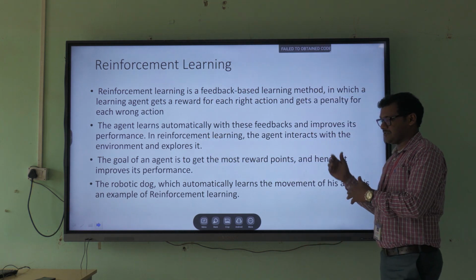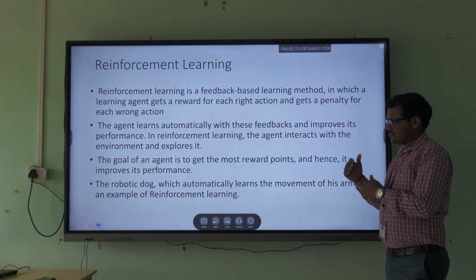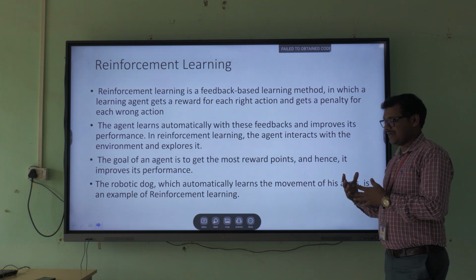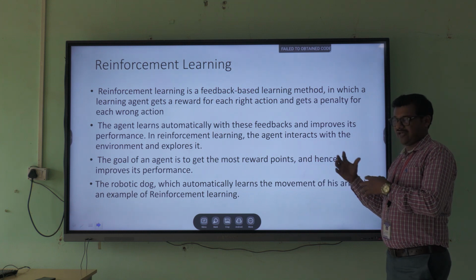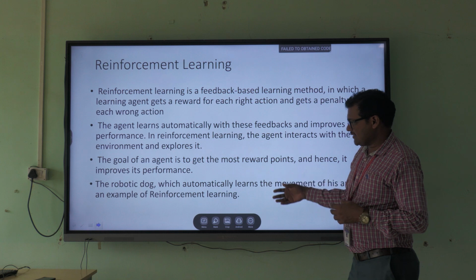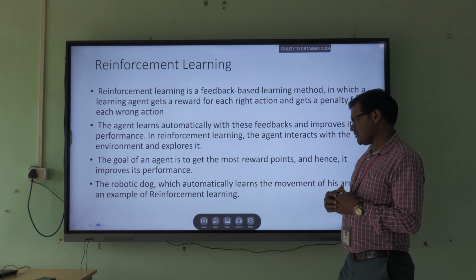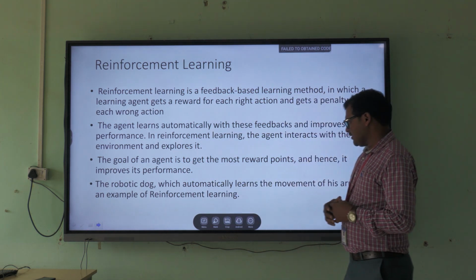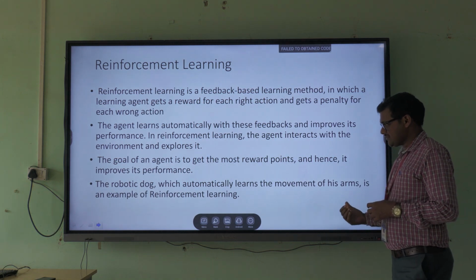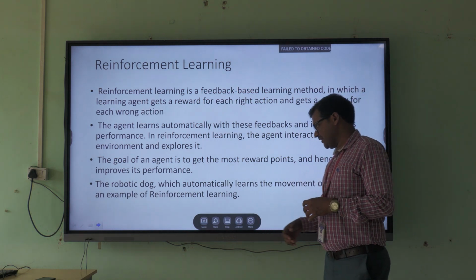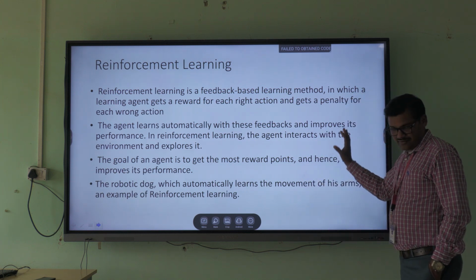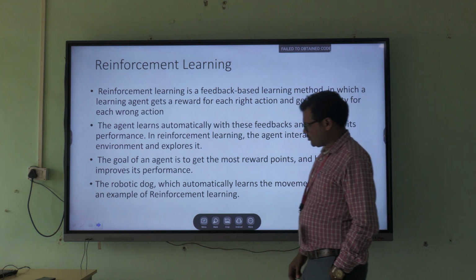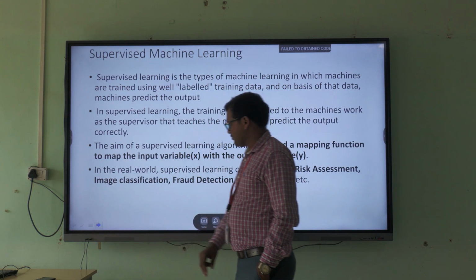Unlike in supervised learning, where the agent knows the environment completely and performs according to that knowledge, in unsupervised and reinforcement learning the agent does not know anything about the environment. So it gradually learns about the environment and performs. An example is a robotic dog that automatically learns the movement of its legs, which is an example of reinforcement learning. Okay, so these are the three types of machine learning: supervised, unsupervised and reinforcement learning.